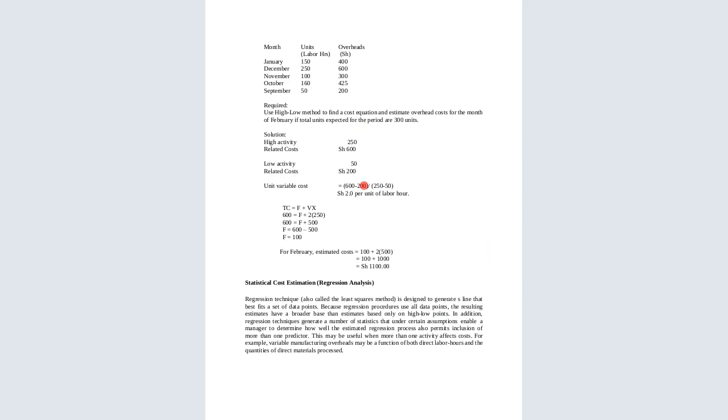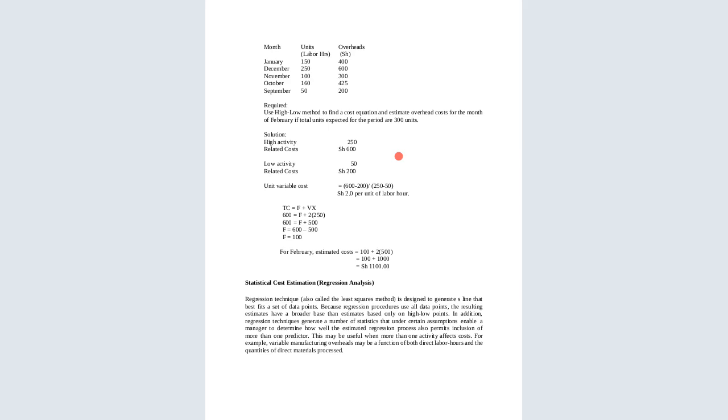So we have said that under the high-low method we are going to identify the variable cost per unit. In the high-low method, the first thing you have to identify is the variable cost per unit. We are following the formula TC is equal to F plus Vx. TC is our total cost, F is our fixed cost, plus Vx, where V is the variable cost per unit and X is the number of units.